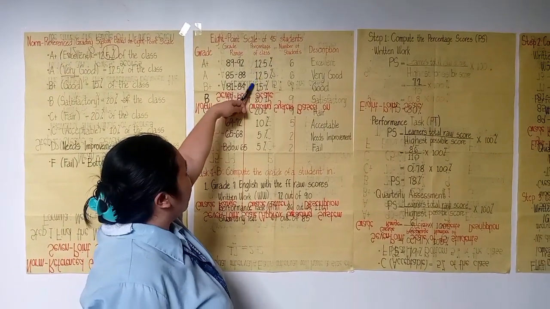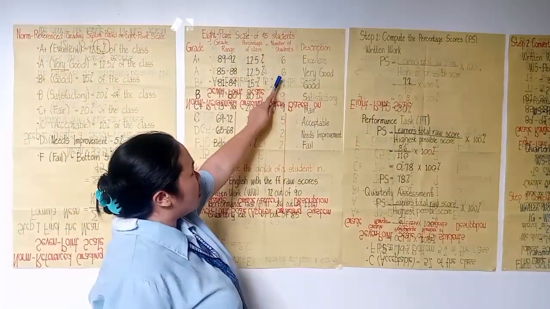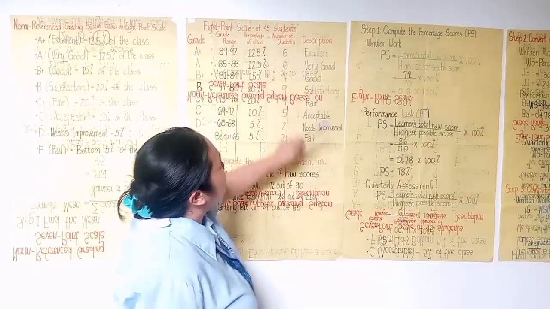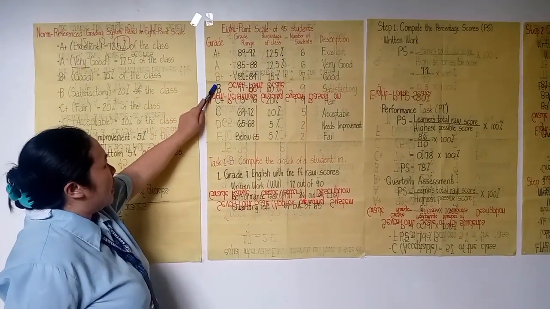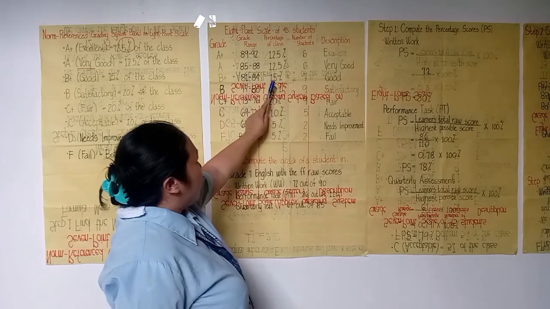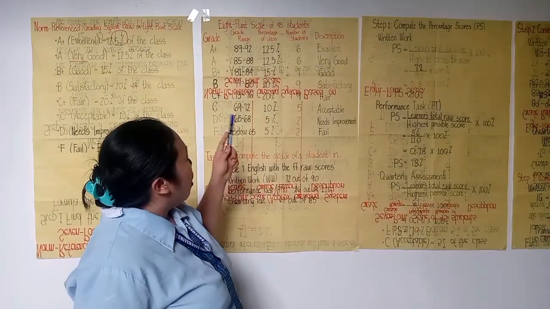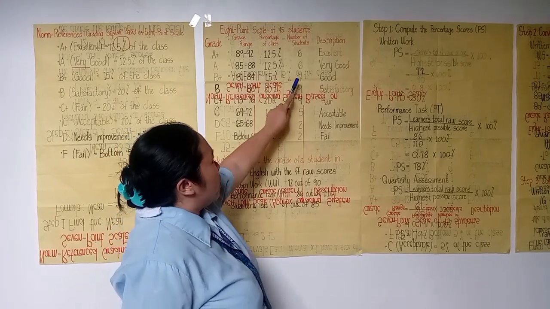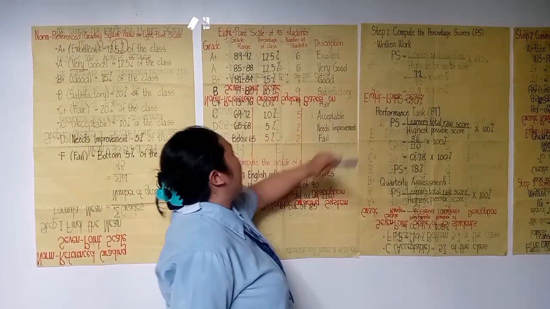And then grade A, grade range between 85 to 88. We also have 12.5% in a class, so we also have 6 students, the very good performers in the class. Then grade B plus, grade range between 81 to 84, 15% in a class. So 15% of 45 students is equal to 7. So 7 good performers in a class.